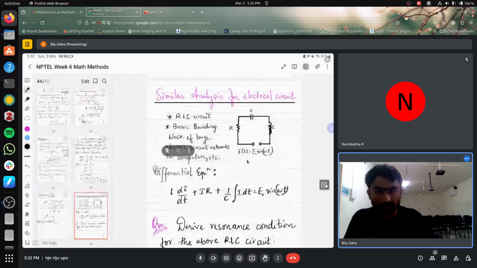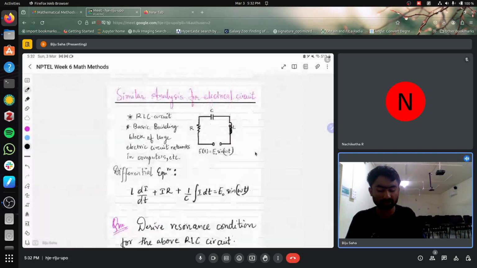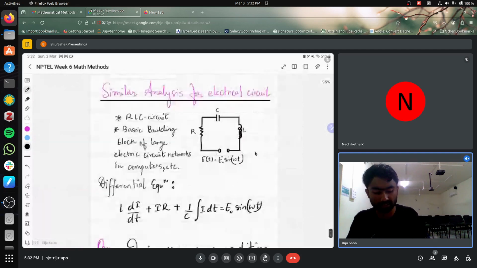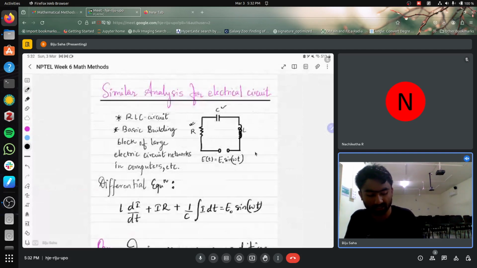Let us perform a similar analysis for this particular electrical circuit. This is an RLC circuit. There is a resistor component, there is a capacitor, and there is an inductor.